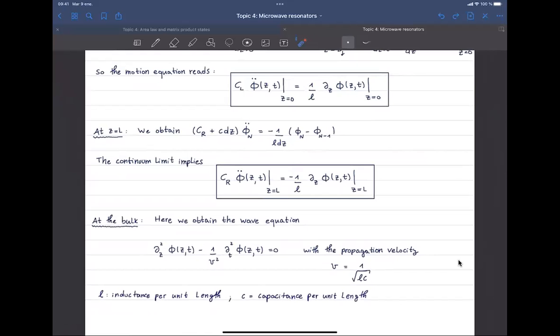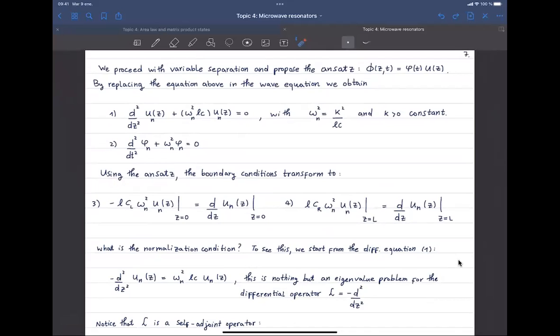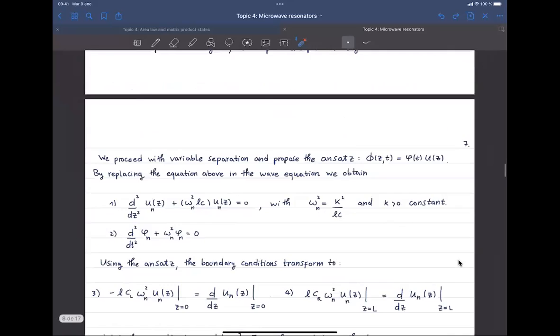So whenever you do that, using the ansatz, you may prove that two additional equations appear. Something that relates the function u_n, the ansatz, at z equal to 0 with the derivative of the function evaluated at the same point. So essentially, this is the boundary equation at the very beginning of the transmission line. And then equation 4 is nothing but what you get when you replace the ansatz here.